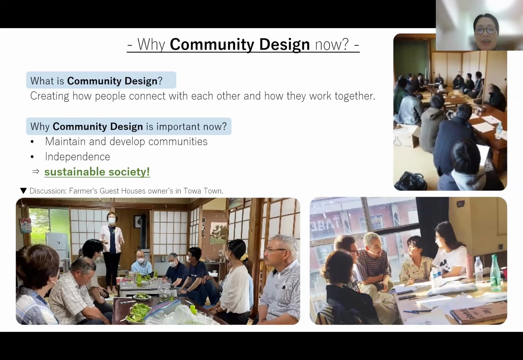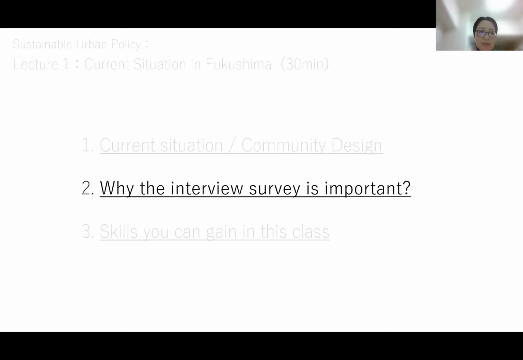To maintain and develop communities, independence, a sustainable society. It does not rely on government support, so we can do it ourselves. Many people living together help each other. So next, why the interview survey is important.